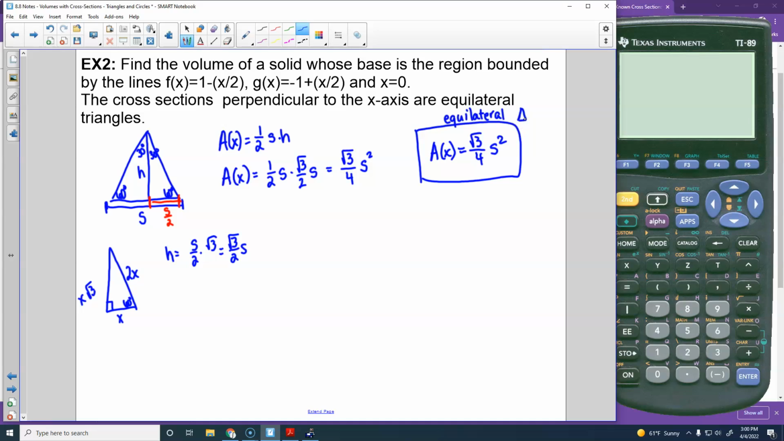Right, so if you see cross sections perpendicular to the x-axis that are equilateral triangles, here's your formula that you're going to use. I tried to walk you through it one time so you know where it comes from, so that if you forget it, maybe you could work back and do that. But if you just memorize this, then you wouldn't have to do all that work. And they would not expect you to show work, even if it's free response. So that gets our area formula.